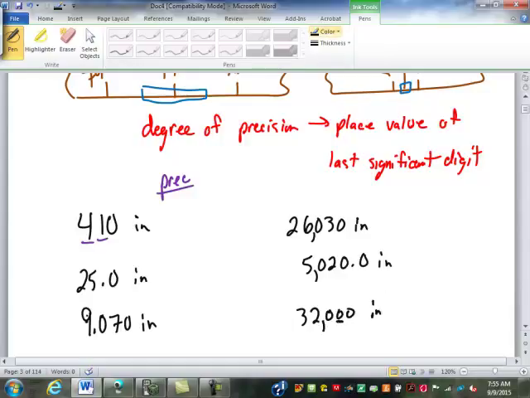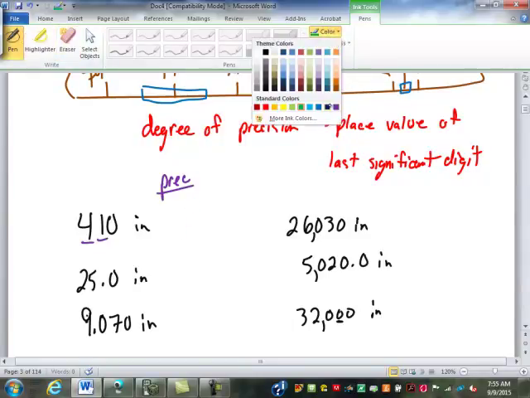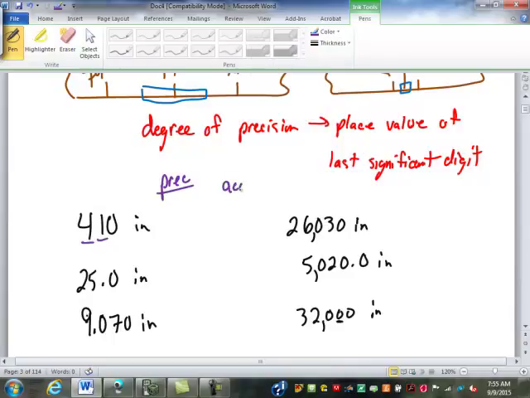So that one has 2 significant digits. The number of significant digits we call the accuracy. So that one has an accuracy of 2 significant digits. The precision, what's the place value of that last digit? Tens. So it's precise to the nearest 10, which means the error would be plus or minus 5, right?